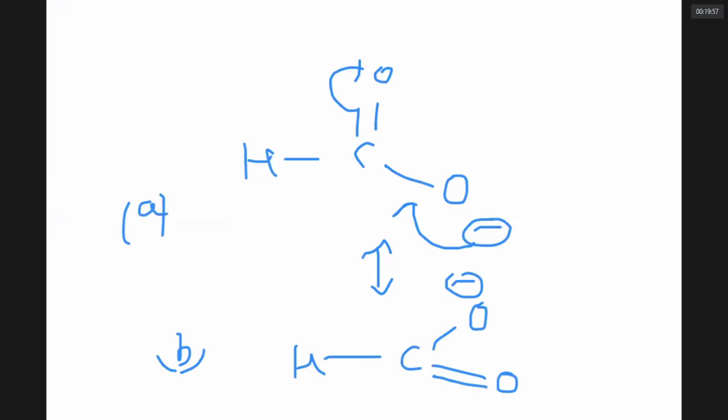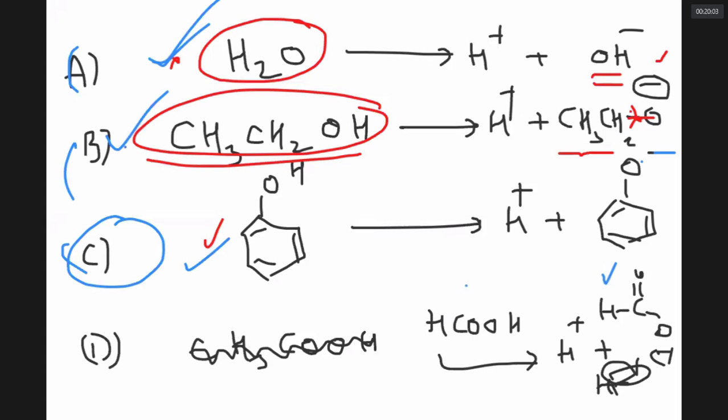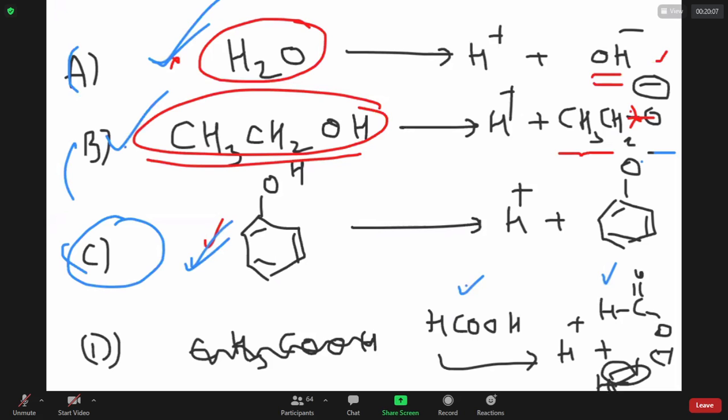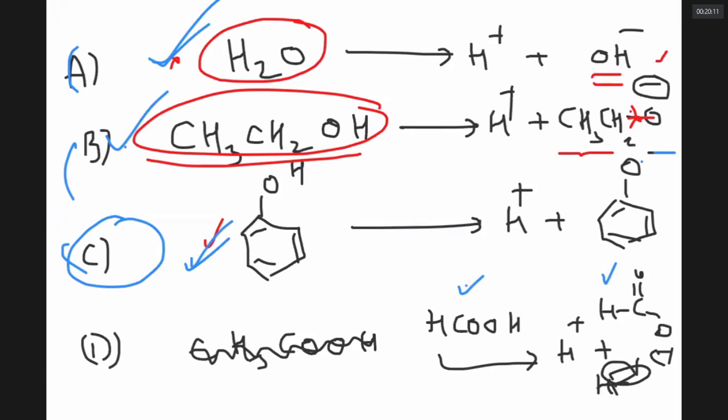Therefore, formic acid is more acidic in this. One second. Formic acid is more acidic than phenol. Phenol is more acidic than water. Water is more acidic than ethanol. That is the order. Can you see this order clearly?